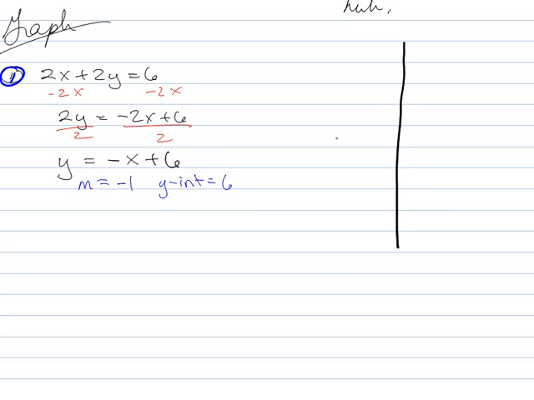Wait, I didn't do that right, did I? It's 3. Did you think I was crazy? Yes, you did. You thought I was crazy. That's alright, I kind of was.